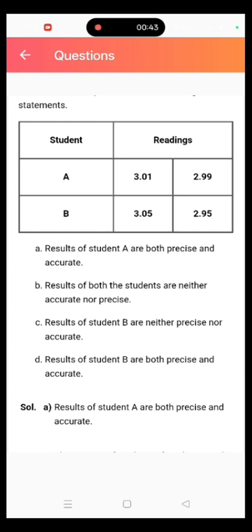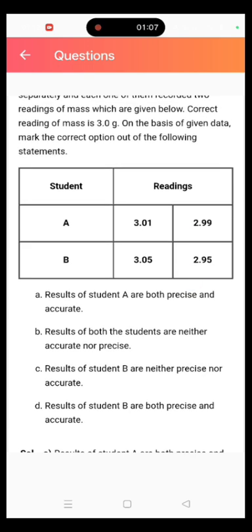Now, the options based on this question: results of student A are both precise and accurate. Results of both students are neither accurate nor precise. Results of student B are neither precise nor accurate. The results of student B are both precise and accurate. See, and you check the answer.